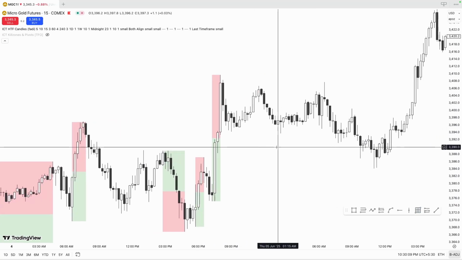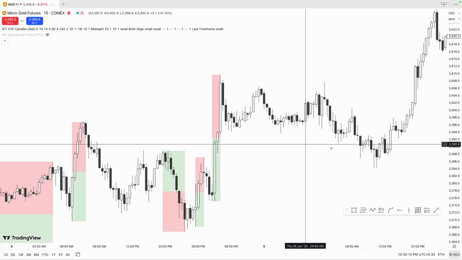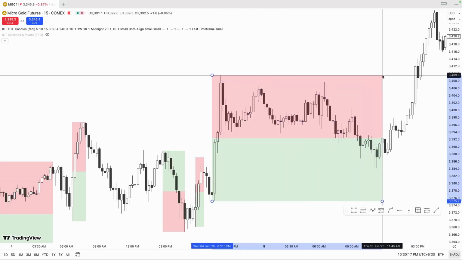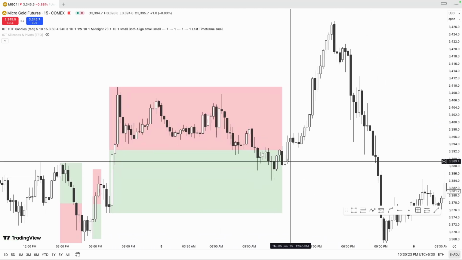Did price come to the equilibrium? No, but yeah, eventually it retraces to the equilibrium, and then yeah, it comes to the discount. You can look for buys right here. If I drag it out till here like this, okay, in this area, you can look for sells. In this area, you can look for buys.